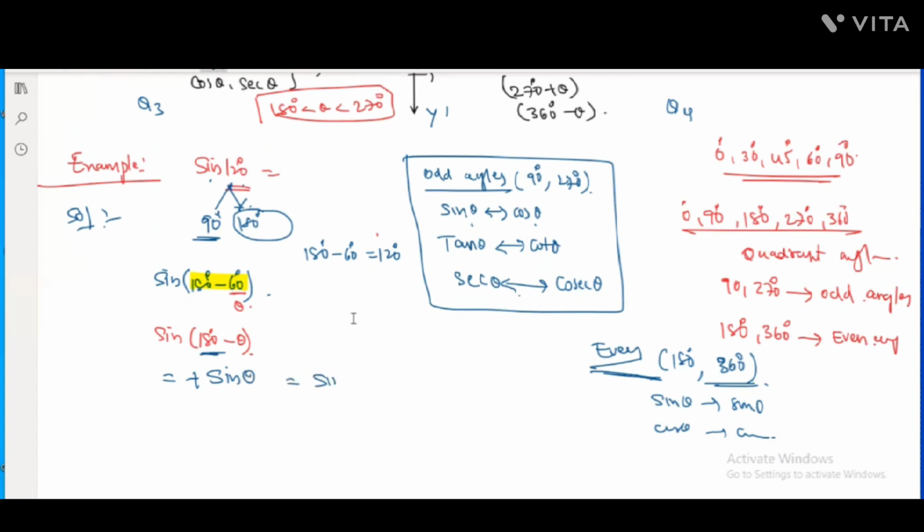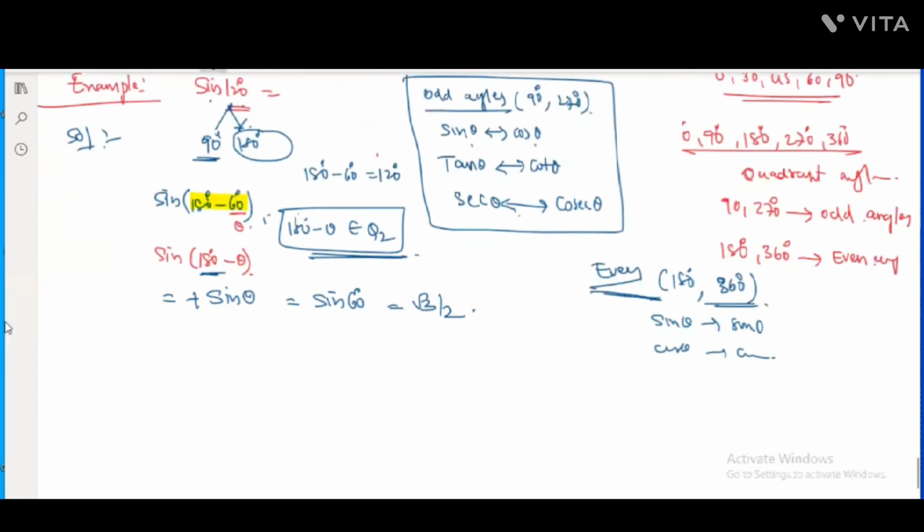So that means theta here is 60 degrees. Sine 60 is, we know, root 3 by 2. So here 180 minus theta belongs to Q2. This is the way we can solve different angles by using the All Silver Tea Cups rule.